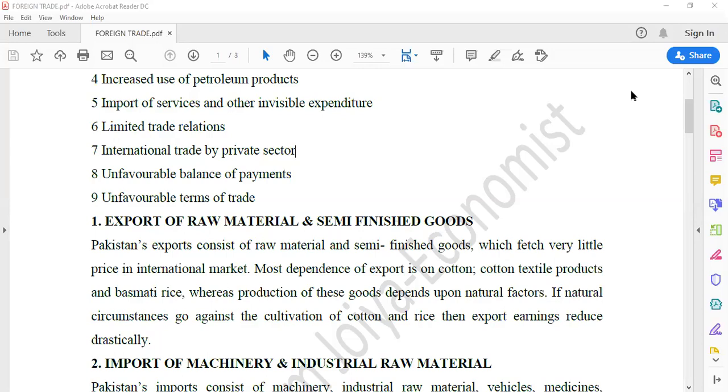Eighth is unfavorable balance of payments. We have already discussed that in the topic of balance of payments. Last is unfavorable terms of trade. We have also discussed this point in the balance of payment issue.